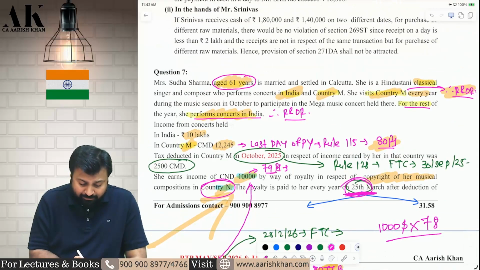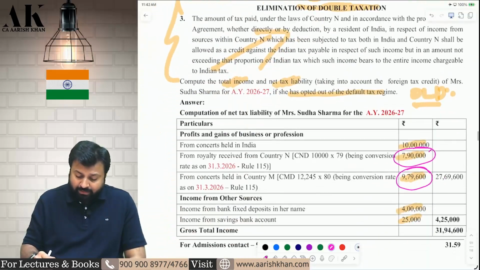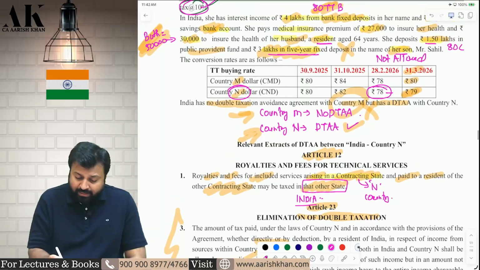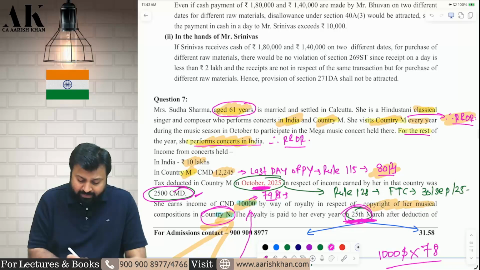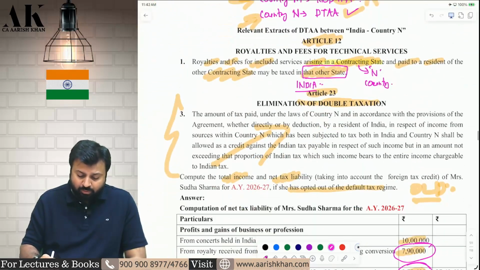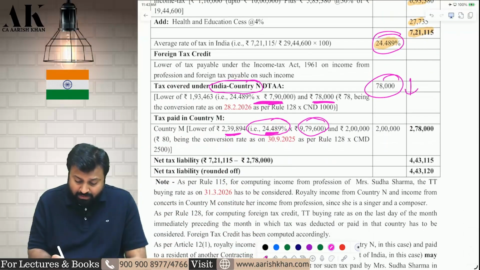In country M, you have paid $2,500 in the month of October. So you have to again take the TTBR of 30th September. The TTBR of 30th September in country M is 80 rupees. So you will convert this $2,500 at 80 rupees. And therefore, at 80 rupees, how much will it come to? It will come to 2 lakh rupees. Check please. So you will take this as 2 lakh rupees.